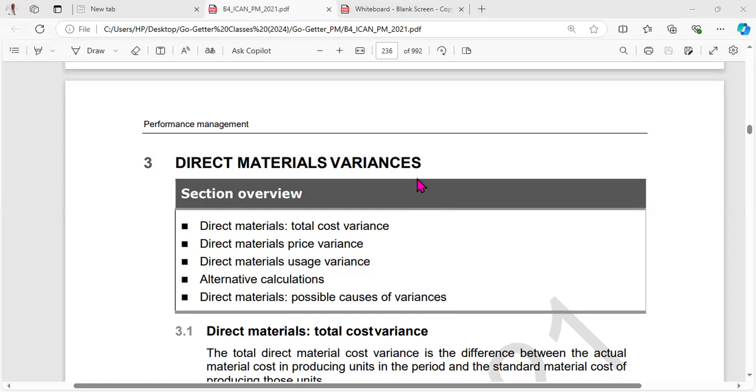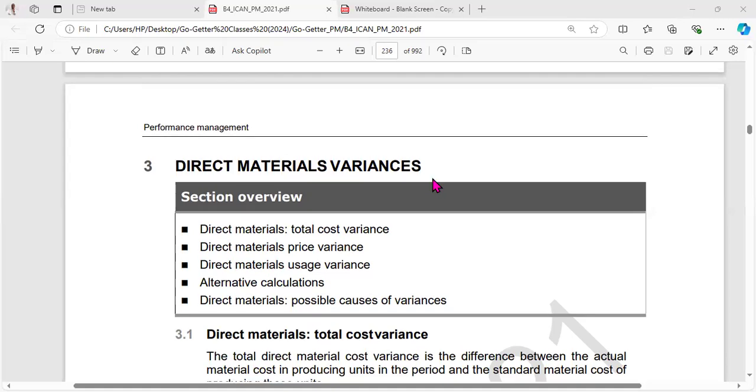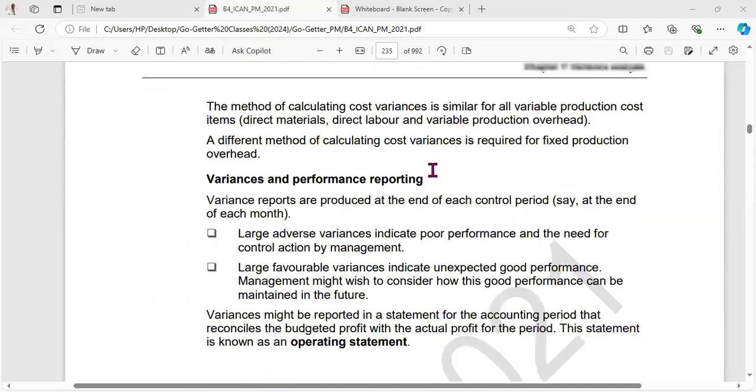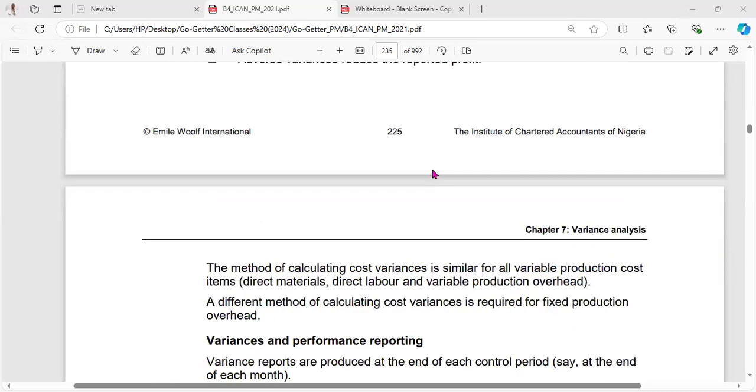Today, we are continuing on our standard costs and variance analysis. Last time, we talked about standard costs, and I mentioned that standard costs are measured per unit of output. This is the standard used for 1 unit. Then we also talk about budgets.